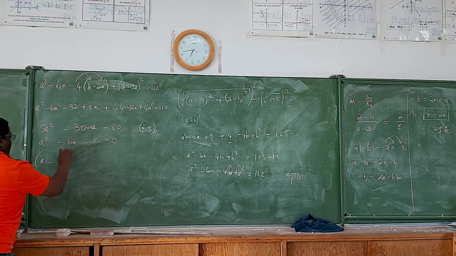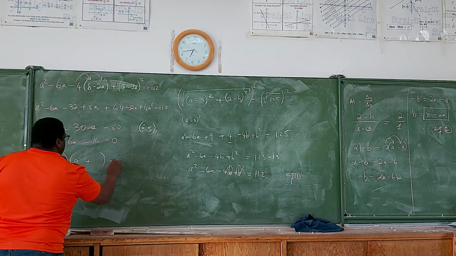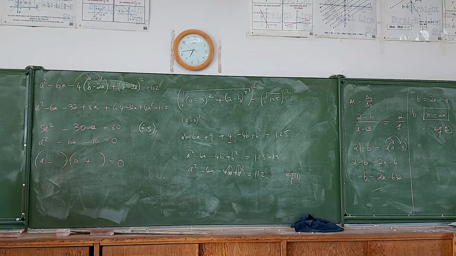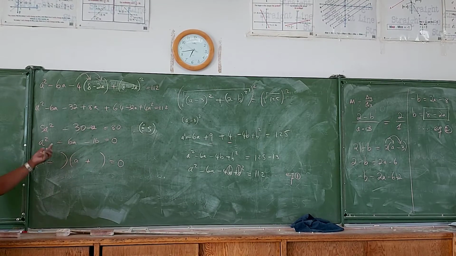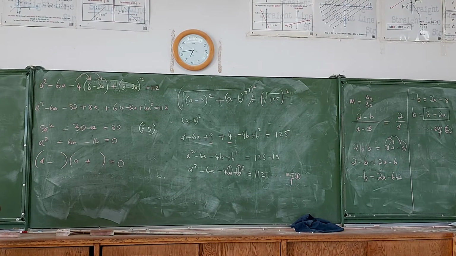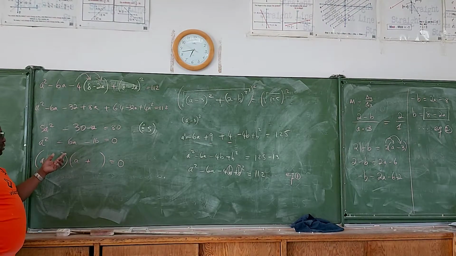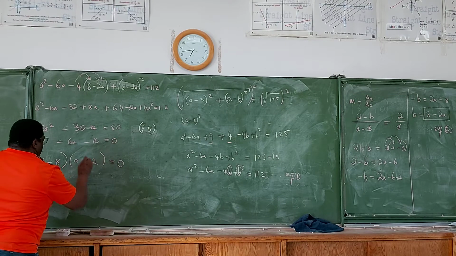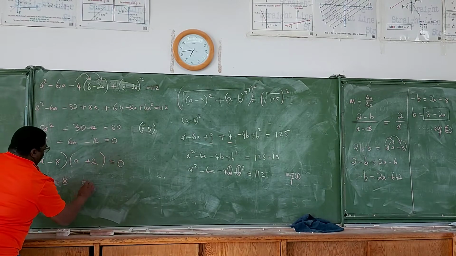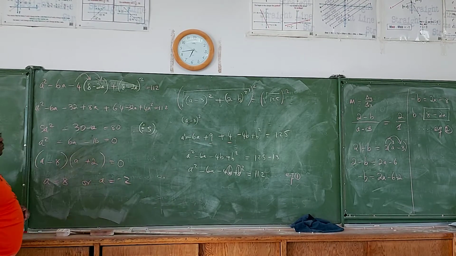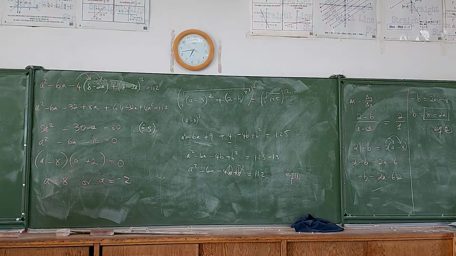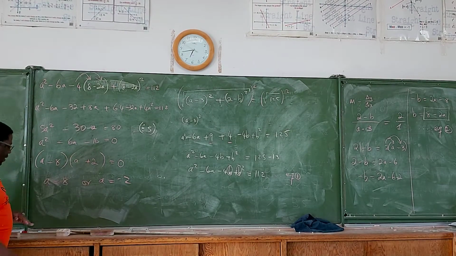This should factorize. Two numbers multiply to give you negative 16, and if you add them, give you negative 6. What are those numbers? Negative 8 and positive 2. So a is equal to 8 or a equals negative 2. Are you with me so far? Okay, you get this answer right.